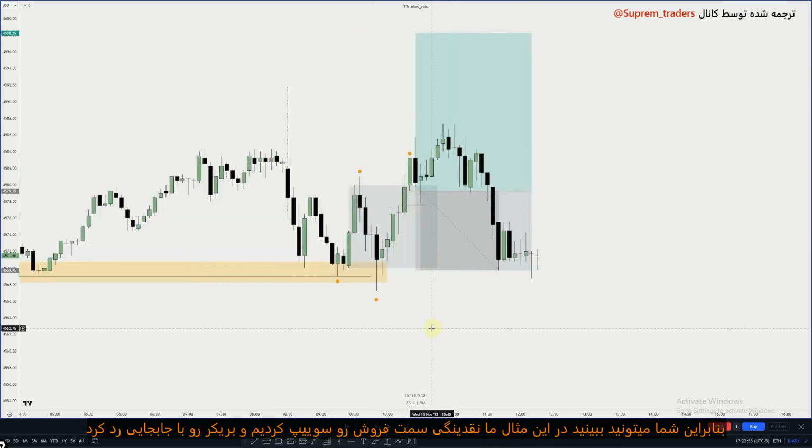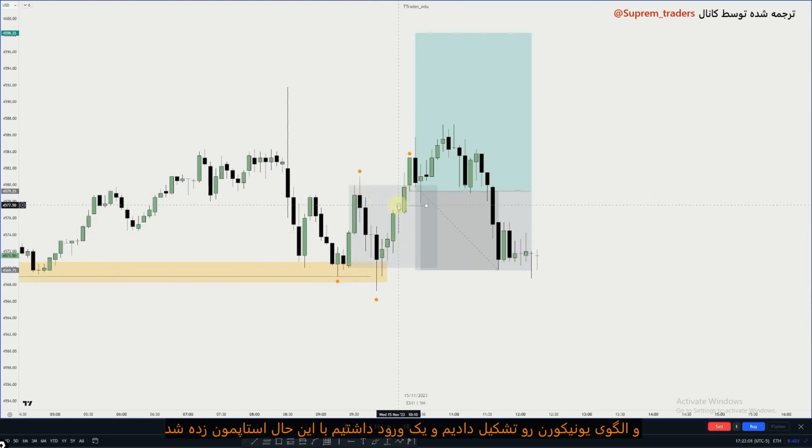You can see in this example, we swept sell side liquidity after the open. We displaced through the breaker block, we created a unicorn model, took an entry, and then it stopped us out. Losses are inevitable in trading, and that is why I show this example.